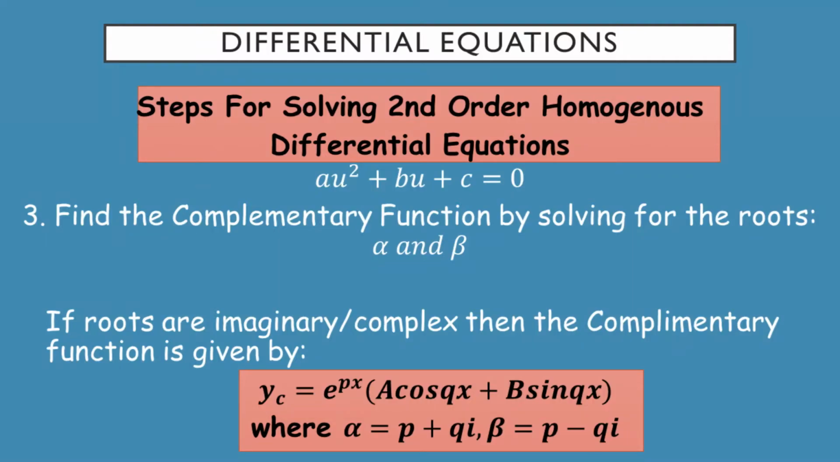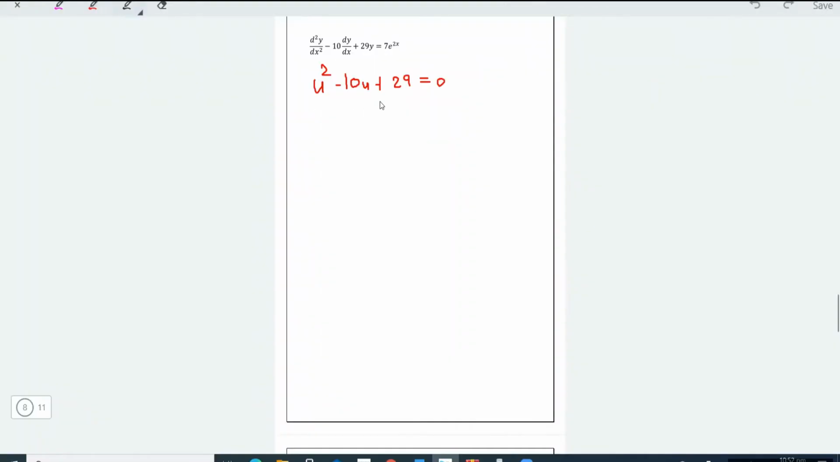It's good for us to do it ourselves. So doing it ourselves, what we're going to get is u is equal to minus b, which is 10, plus or minus the square root of b squared minus 4ac. It's going to be 10 plus or minus the square root of 10 squared minus 4 times a times c, and c is 29, and this is being divided by 2.